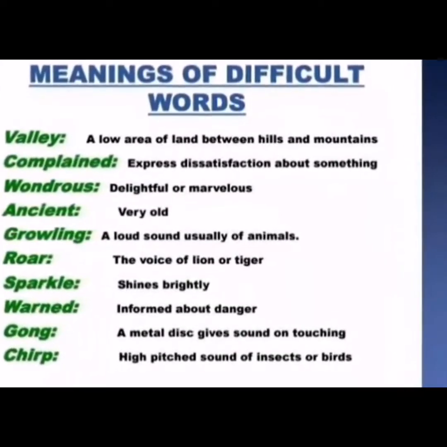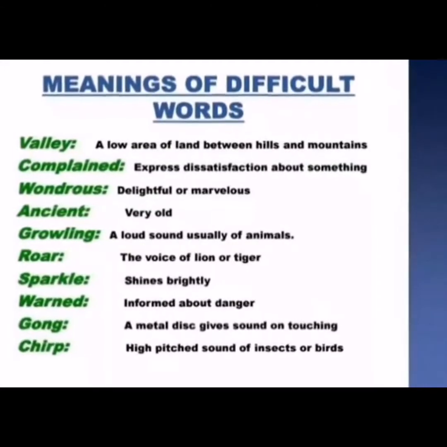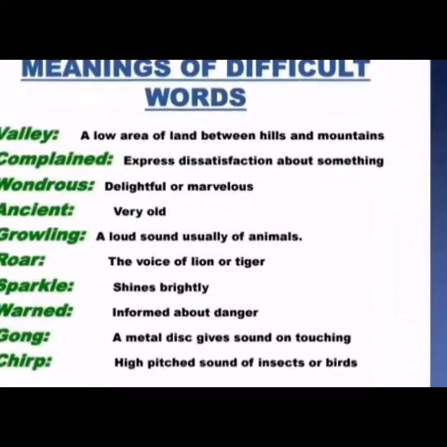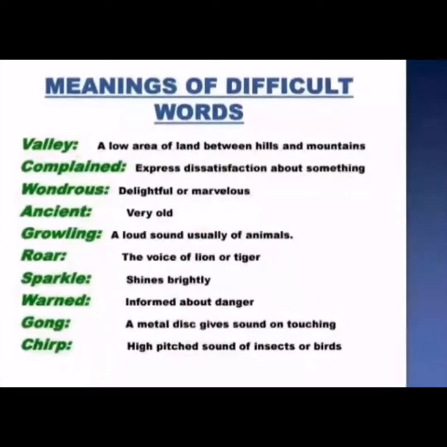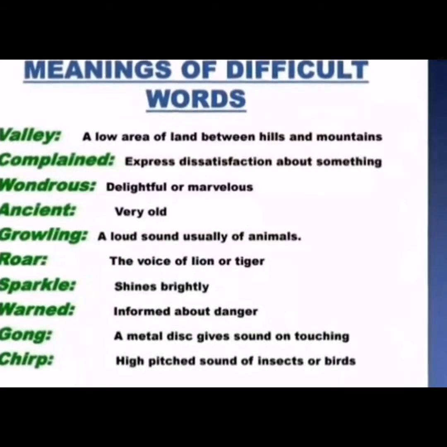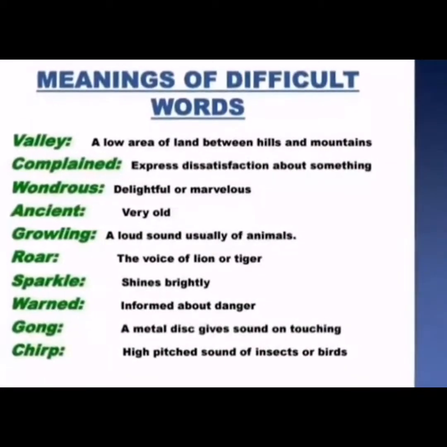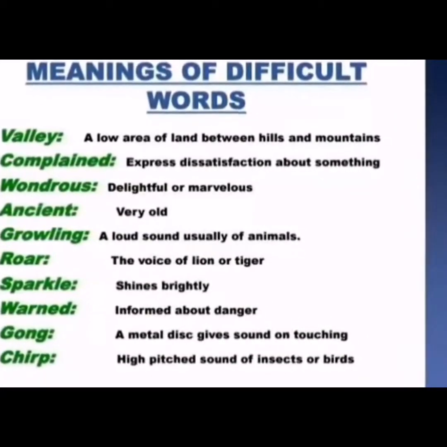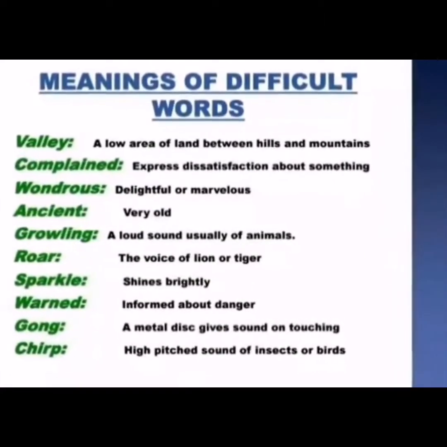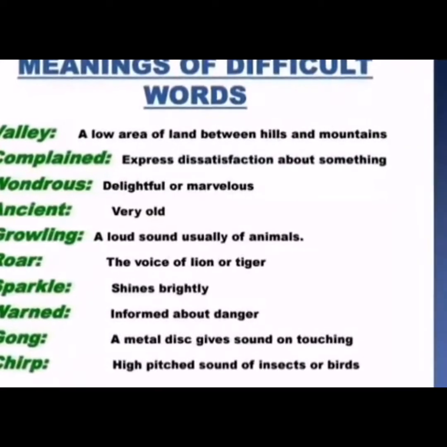And wondrous, delightful or marvelous, means which thing gives you happiness and also surprises you. Ancient. Ancient means very old, from the old time. Growling. Growling is basically a low grating sound. This is the sound of a man. It can be a heavy sound in anger, but it is usually the sound of animals. Roar. Roar is the voice of a lion or tiger. Sparkle. Sparkle means shines brightly.